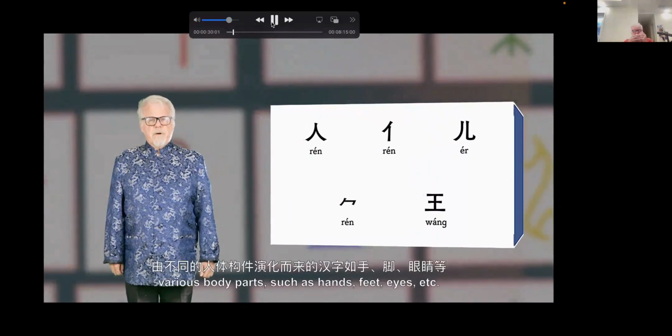Wei means dangerous, from a person kneeling, jie, and related phonetic, cliff. Danger, wei. Wei means to cheat, from speak, yan, and related phonetic, person on a cliff, wei.